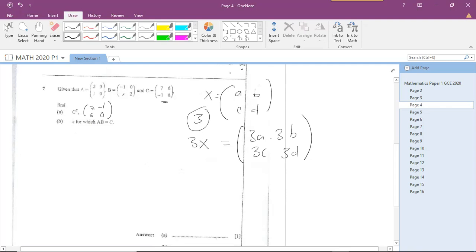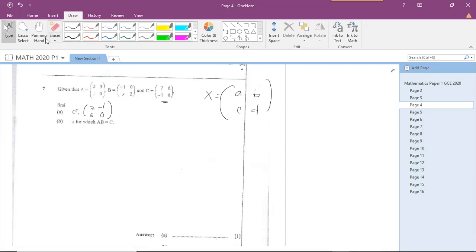But you can also multiply a matrix with another matrix. How do you do that? So let's write another matrix here. Let's say matrix K.